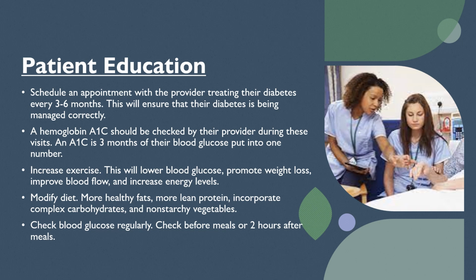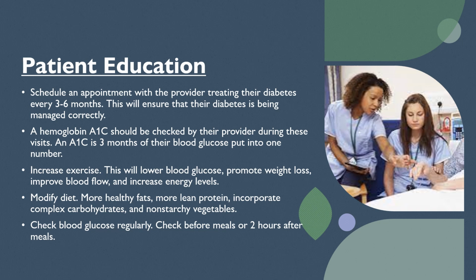Patient education. Patients are informed to schedule an appointment with a provider treating their diabetes every 3 to 6 months. This will ensure that the diabetes is being managed correctly. A hemoglobin A1C should be checked by the provider during these visits. An A1C is 3 months of their blood glucose put into one number. Increased exercise is a must. This will lower blood glucose, promote weight loss, improve blood flow, and increase energy levels.